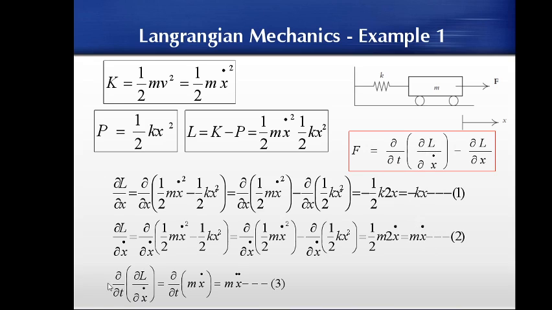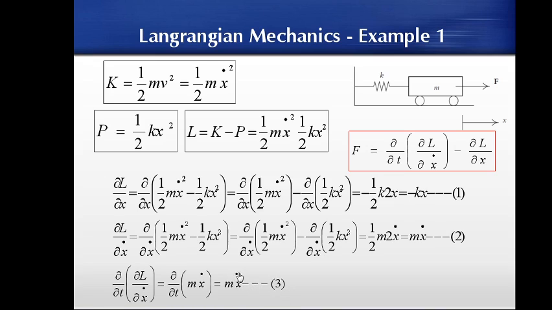So dou by dou t of dou L by dou x dot is equal to dou by dou t of m x dot. Here this x dot is a variable which is dependent upon time, so we need to differentiate this again. So x dot, dou by dou t of x dot is equal to dou square x by dou t square, which is defined as x double dot. So on differentiating this, I will be getting m into x double dot, which is marked as equation number 3.